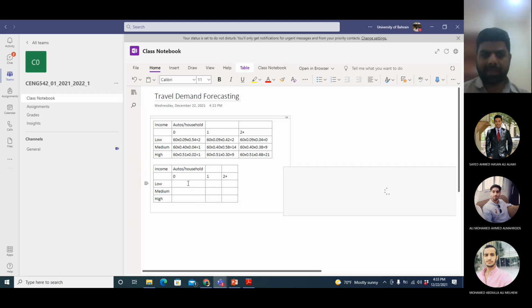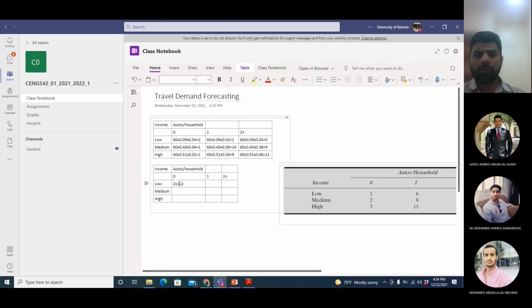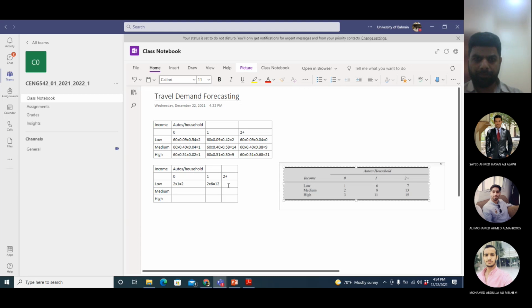So in this category, each household generates 1 trip per day. And for this category, how many households do I have in the area? 2. So 2 into 1, which is basically 2, right? For this category, I have again 2 households, and each household generates 6 trips. So 2 into 6 is 12. And as I said, if you want to be more exact, you can put the numbers with the fractions. I just rounded off for convenience. You don't have to round off.